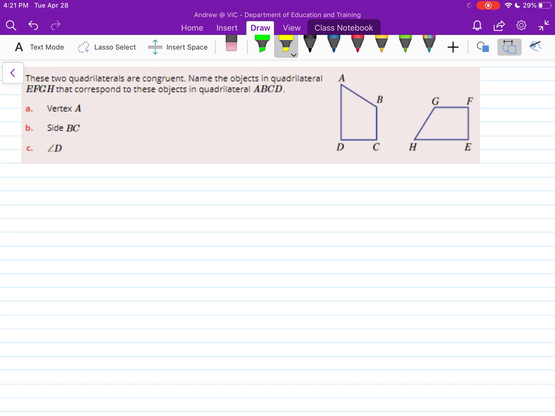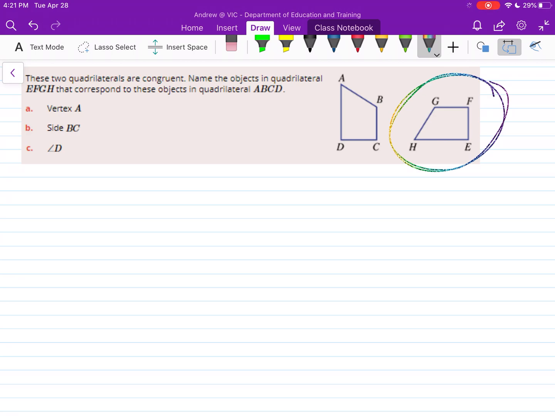Whenever I get this type of question with congruence, and especially when you need to match up your sides, I actually like to draw them the same. So I try and flip it or reverse it or whatever needs to be done to get it to look exactly the same as the other one. So we're going to do this with this second one here. I'm going to redraw this so it looks like our other quadrilateral there.